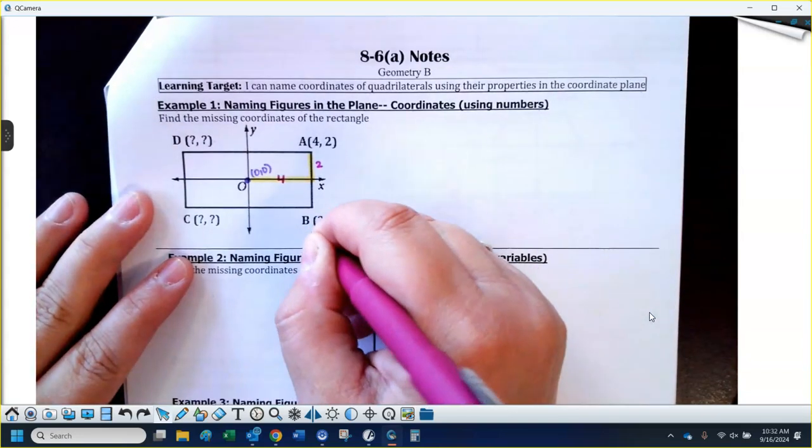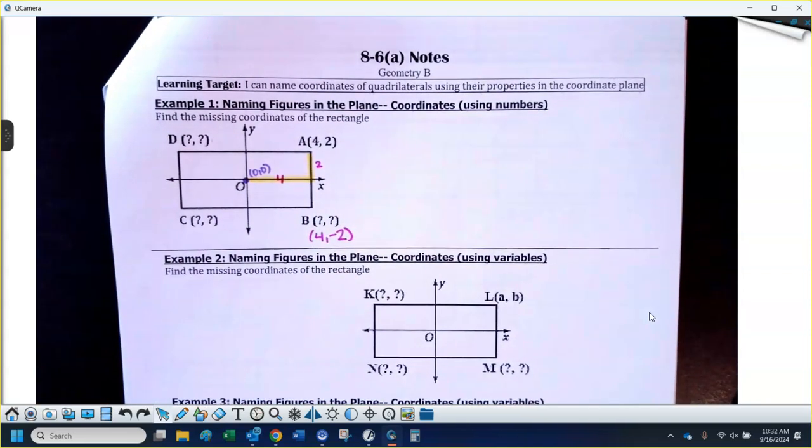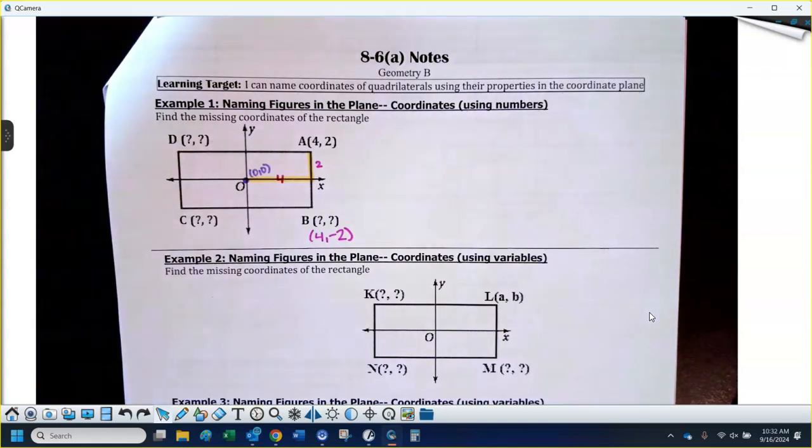Okay, how did you get 4, negative 2? Exactly. Did you guys hear what he said? Same distance to the right. I'm still going over 4, but the opposite distance down. This distance would be 2, but in the coordinate plane, that would be a y-coordinate of negative 2 because I'm going down. Does anybody have a question?